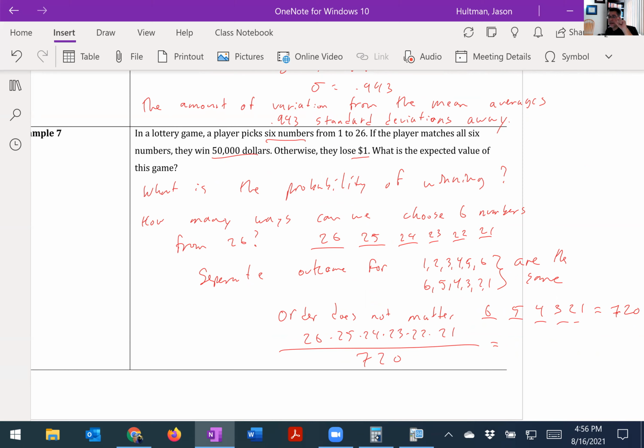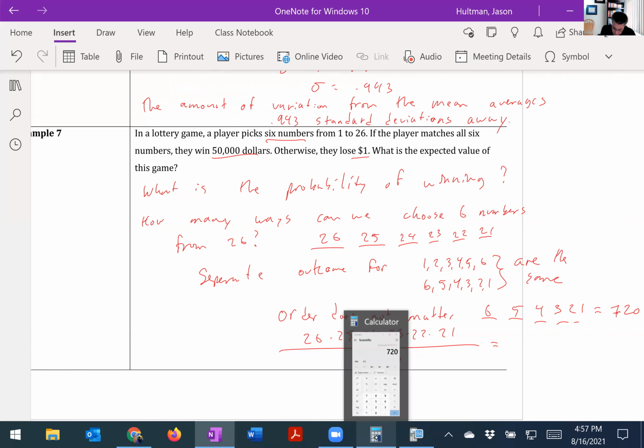This is the way of choosing 6 items out of 26, when order does not matter. If order mattered, I would just have 26, 25, 24, 23, 22, and 21. But order doesn't matter in the lottery, so I just have to divide off by 6, 5, 4, 3, 2, 1, the different ways that I could rearrange 6 items. So we're going to do 26, 25, 24, 23, 22, 21, and then divide by that 720.